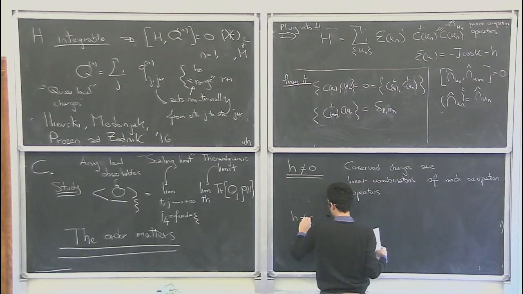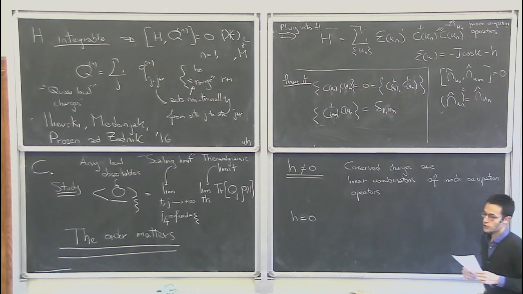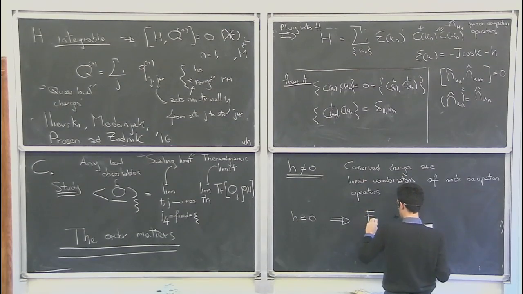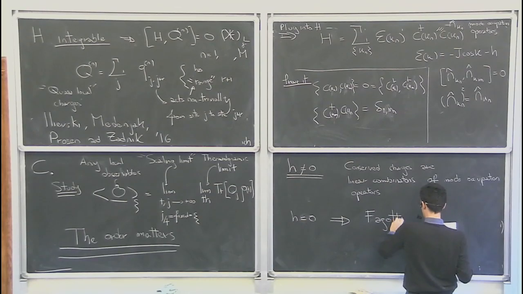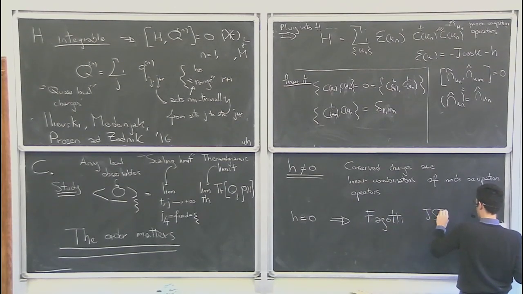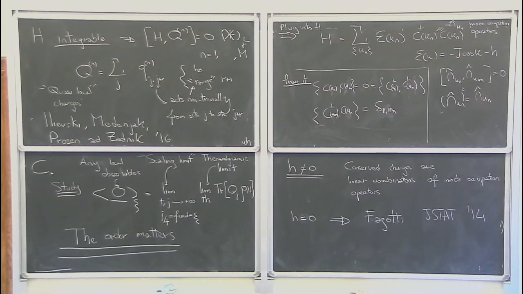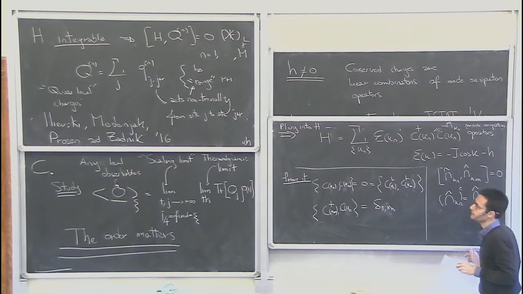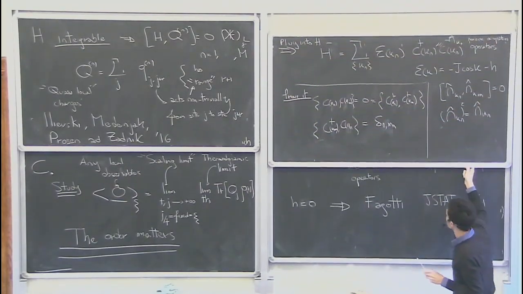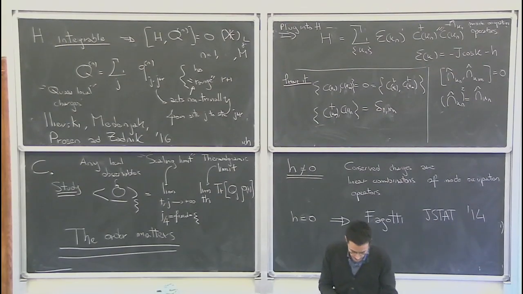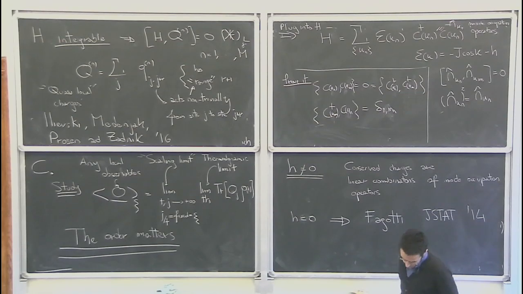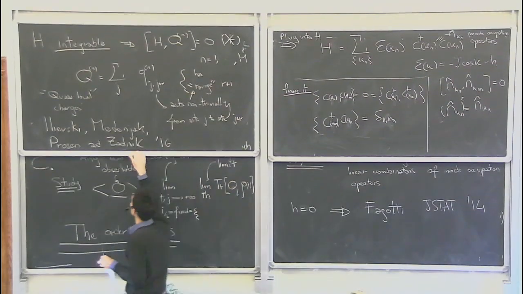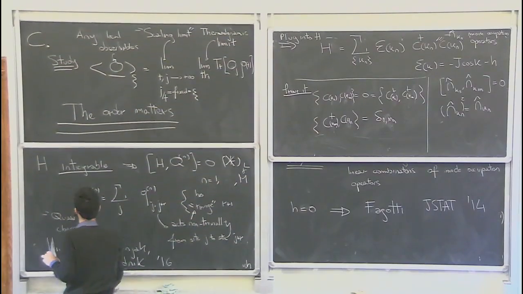When h is equal to 0 instead, there is some additional stuff, but we will not consider it here. You can have a look at Fagotti, J. Stat., 2014, where he discusses these additional charges that are basically coming from some degeneracy in the dispersion relation. But let's forget this and move on to writing these charges. In particular, a complete set of charges for h equals 0 is written like this. For h different from 0, it's written like this.